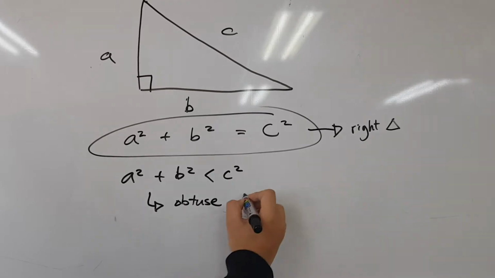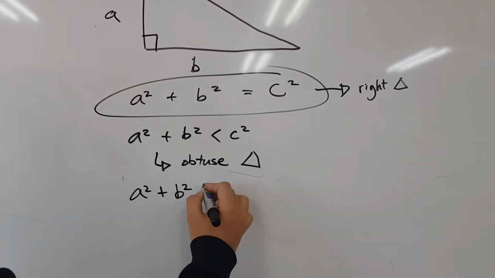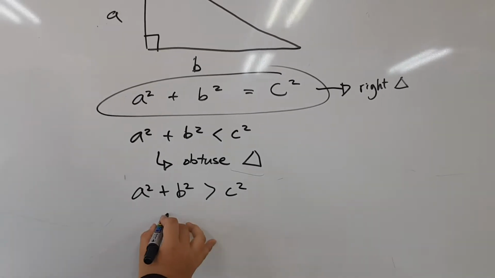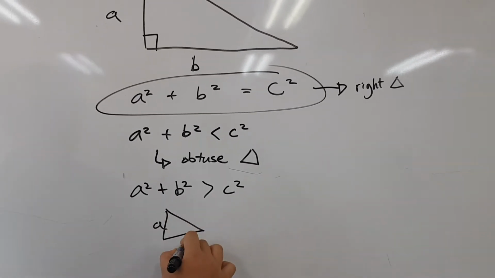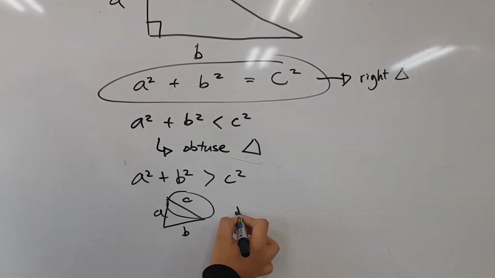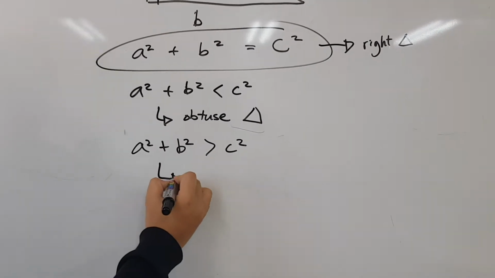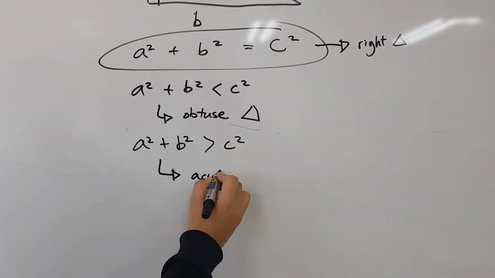The same principle is used when determining an acute triangle. If c squared is smaller than a squared plus b squared, it will mean that c is shorter than the case when the triangle is a right triangle, making the angle smaller than the right angle, and consequently making the triangle an acute triangle.